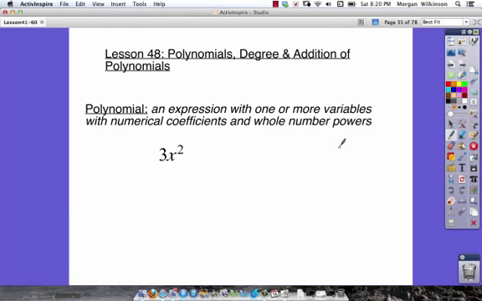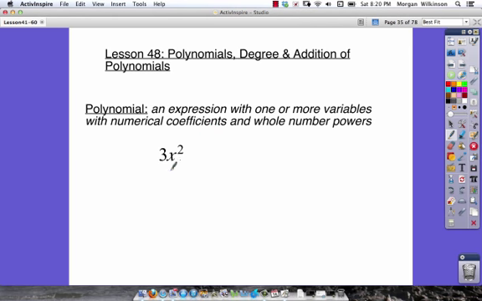Lesson 48 is all about polynomials, degree, and addition of polynomials. Now, a polynomial is an expression with one or more variables with numerical coefficients and whole number powers. Please take a moment to pause the video and copy that into your notes.